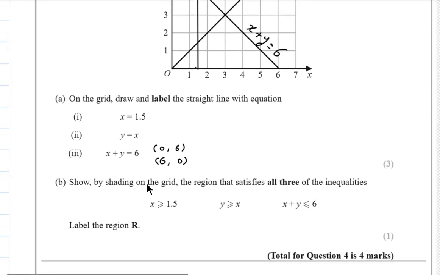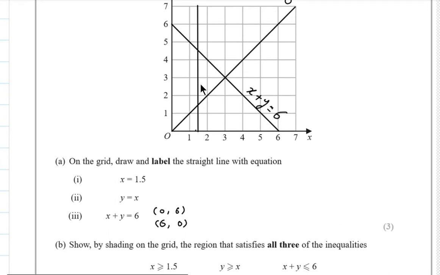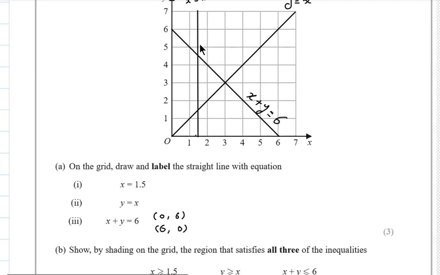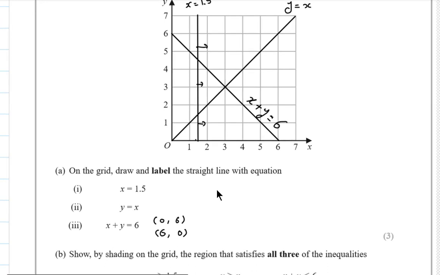Okay, we have inequalities now. x is more than or equal to 1.5. So I will take the area to the right of this line, bigger than, to the right of this line. We can put an arrow here, and then we will shade after that.